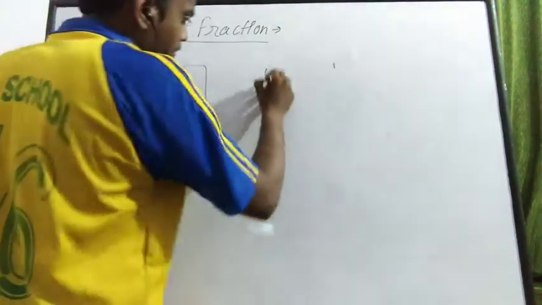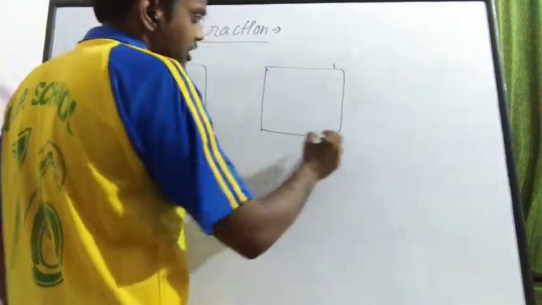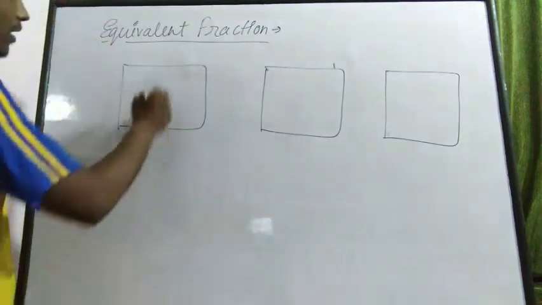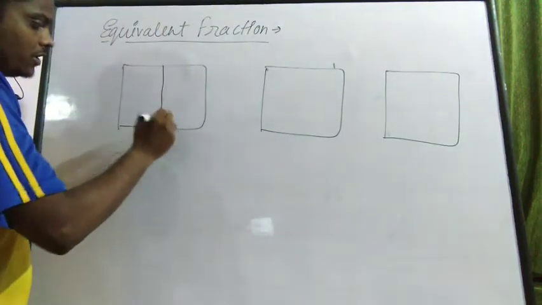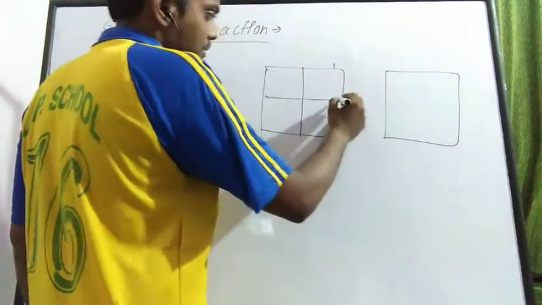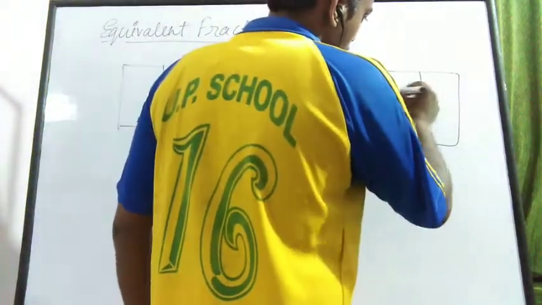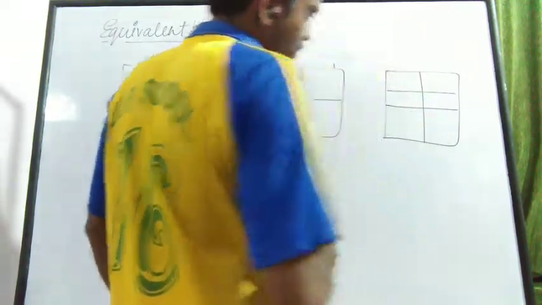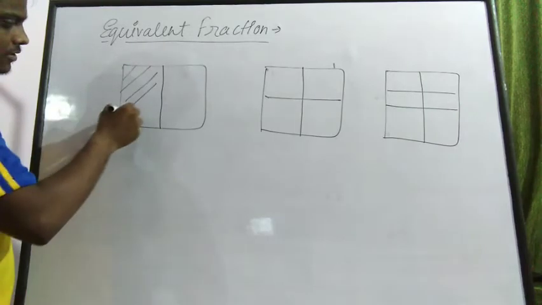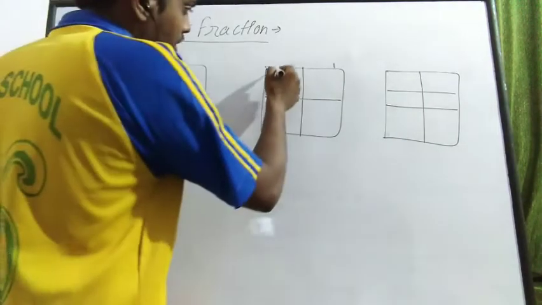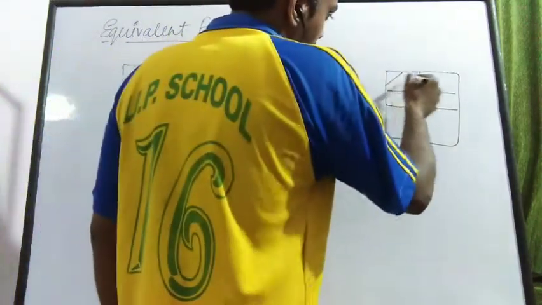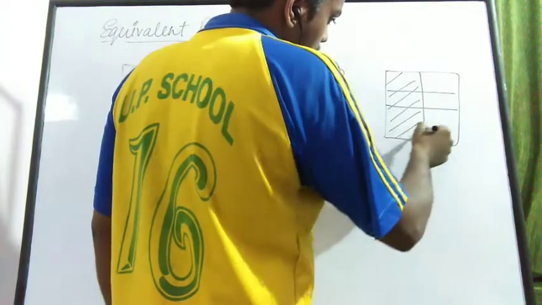we have this shape and this one. Okay, this shape is divided in two equal parts. This shape is divided in 4 parts. This shape is divided in 1, 2, 3, 4, 6 parts. Okay, now we will shade this portion, we will shade this portion, we will shade this portion.